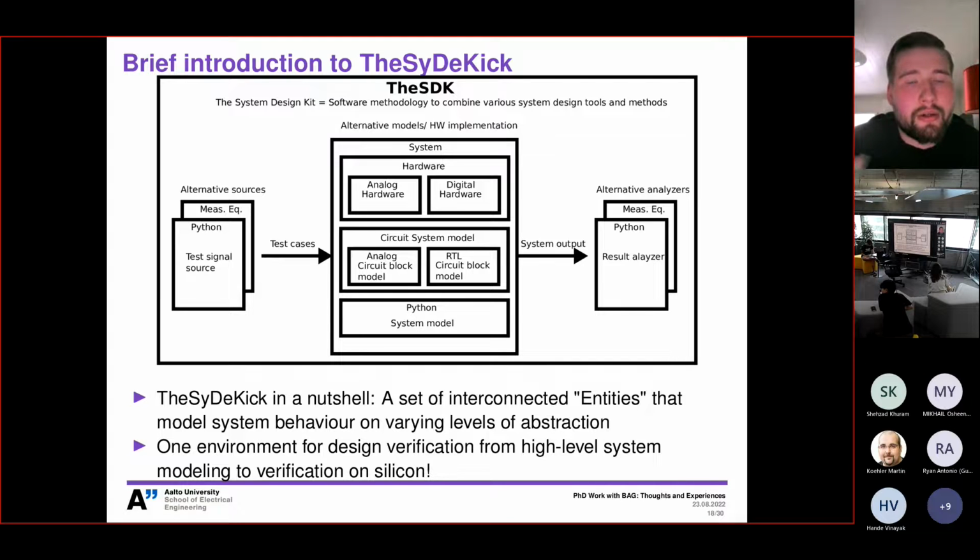individual entities together to form a system as a whole, as is illustrated by the middle block here. So the system consists of several hardware or circuit level blocks that are connected together by their inputs and outputs. And since it is possible to control the abstraction level, it means that you can run kind of design verification from high-level system modeling with Python up to verification on silicon. So you can also control measurement instruments through the Sidekick.